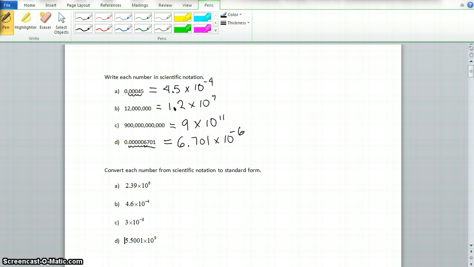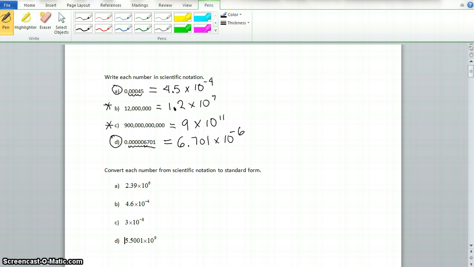Converting a number from standard form to scientific notation is not tough. Just remember, your exponent on the 10 will be positive if it's a pretty large number to begin with, like parts B and C. If it's a small decimal number, like A and D, that exponent is going to be negative on the 10. Alright, let's look at the next example.